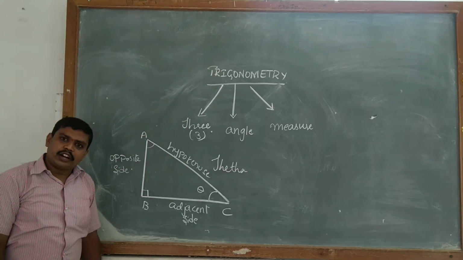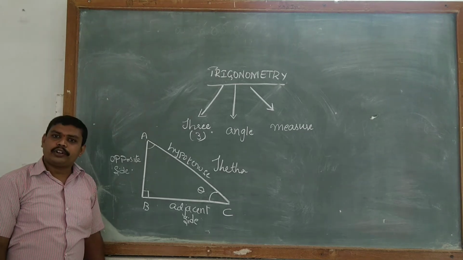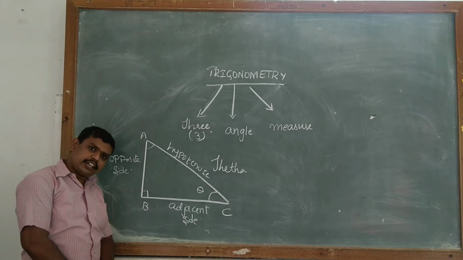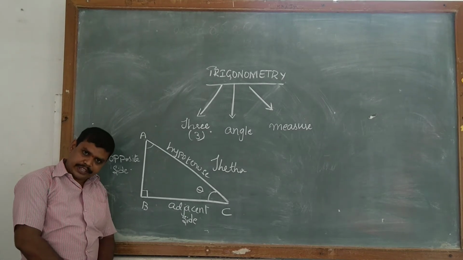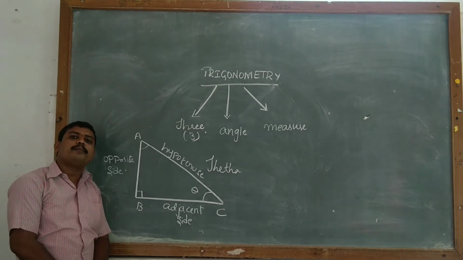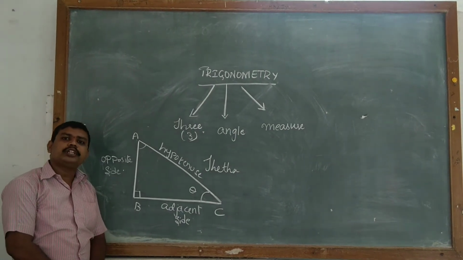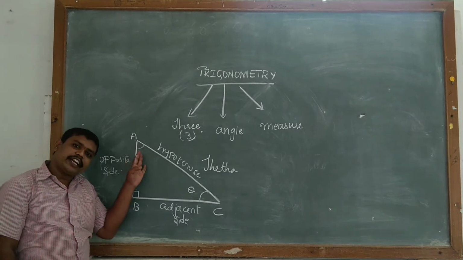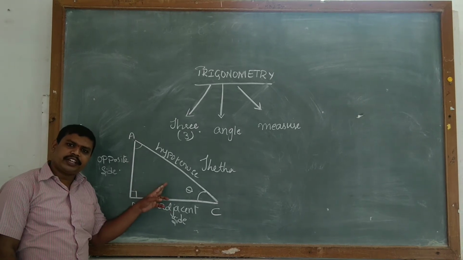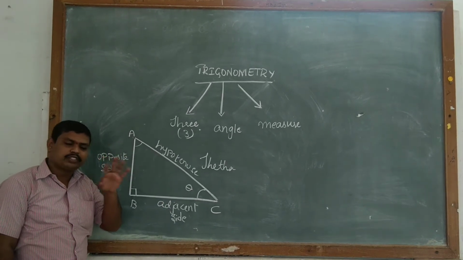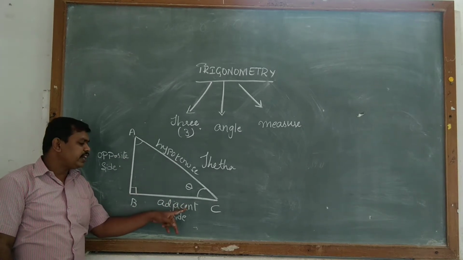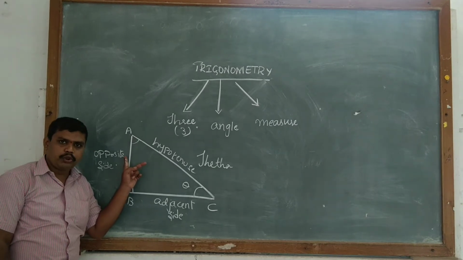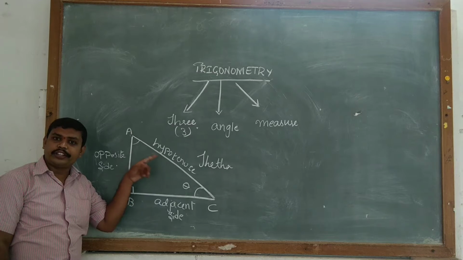So we are already aware of our Pythagoras theorem. What does the Pythagoras theorem state? It states that in a right angle triangle ABC, the square of the hypotenuse is equal to the sum of the squares of the other two sides. But when you observe this right angle triangle here, we have total three sides. One is called the hypotenuse, then the next one is the adjacent side, and the next one is called the opposite side.